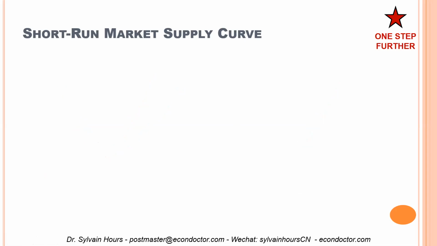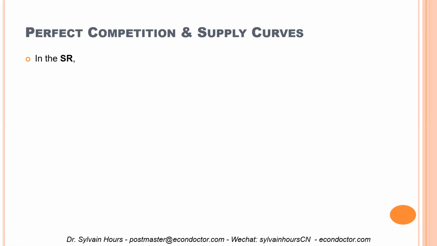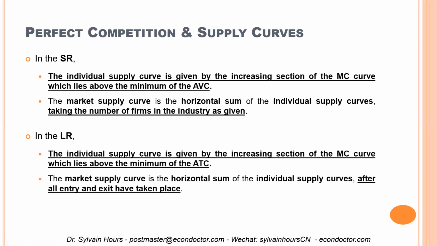The long run things are a bit different, and it's actually less important to describe the supply curve in the long run for one simple reason, which is that in the long run the price is always the same. In the long run the price is always equal to the minimum of the average total cost. So the concept of supply curve is not very relevant, because what is a supply curve?